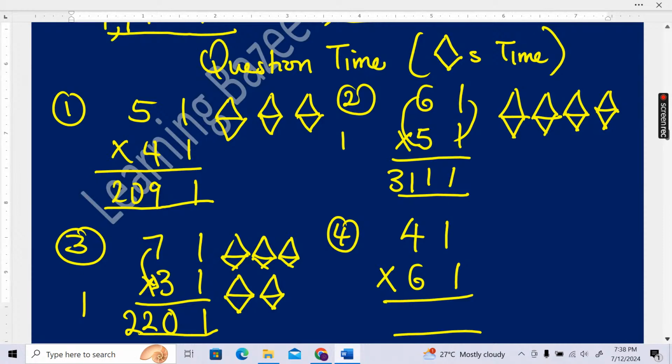So what is the correct answer? Amazing. Yes, yes. I'm going to mention the names of those who posted the correct answer.